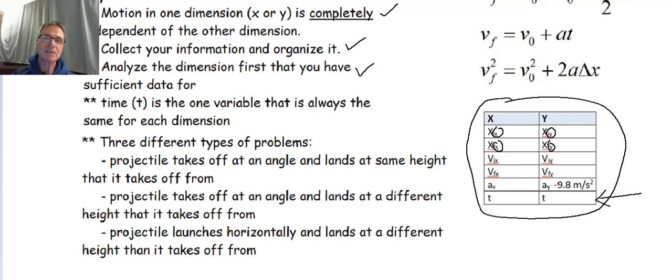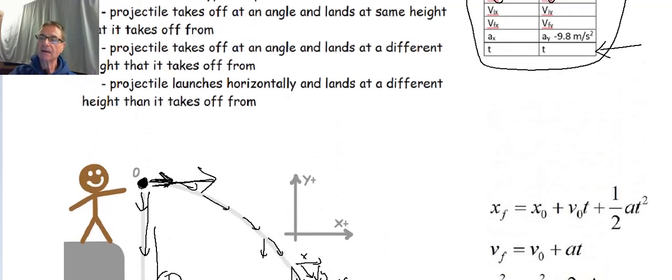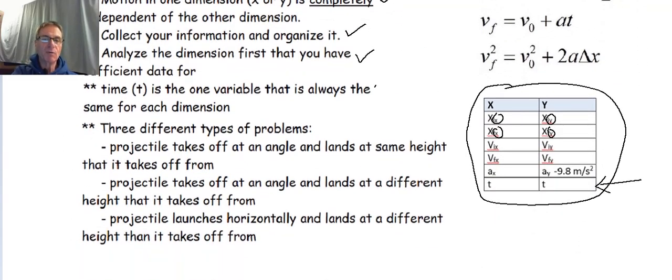The reason time does not have a subscript is that the time it takes, say, for this peach to hit the ground in situation number 1 is the same amount of time that the peach is in the air if I throw it horizontally outwards. They're both going to hit the ground at the exact same time. And we can use that fact in analyzing our kinematics. So time is the one variable that is going to be the same for each dimension.